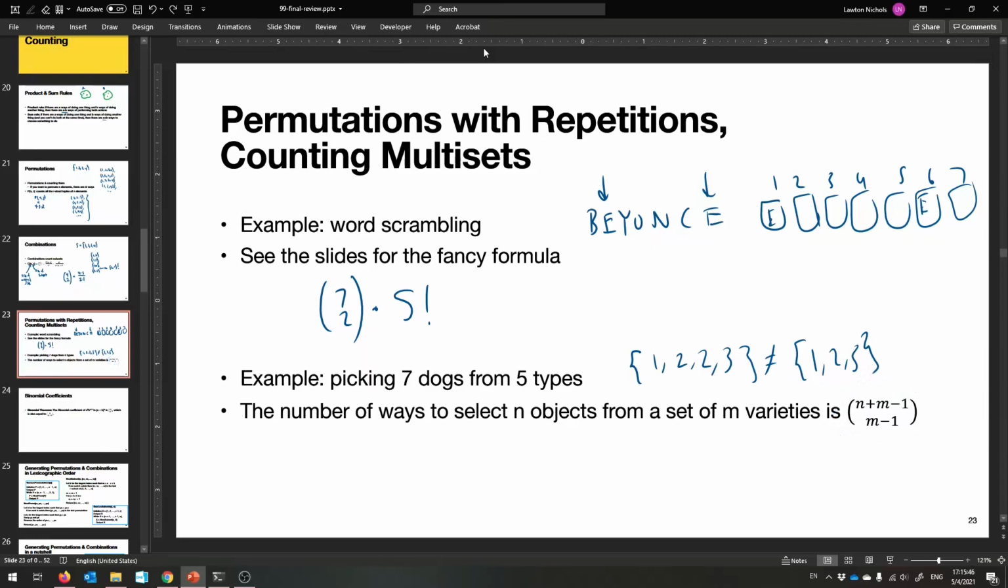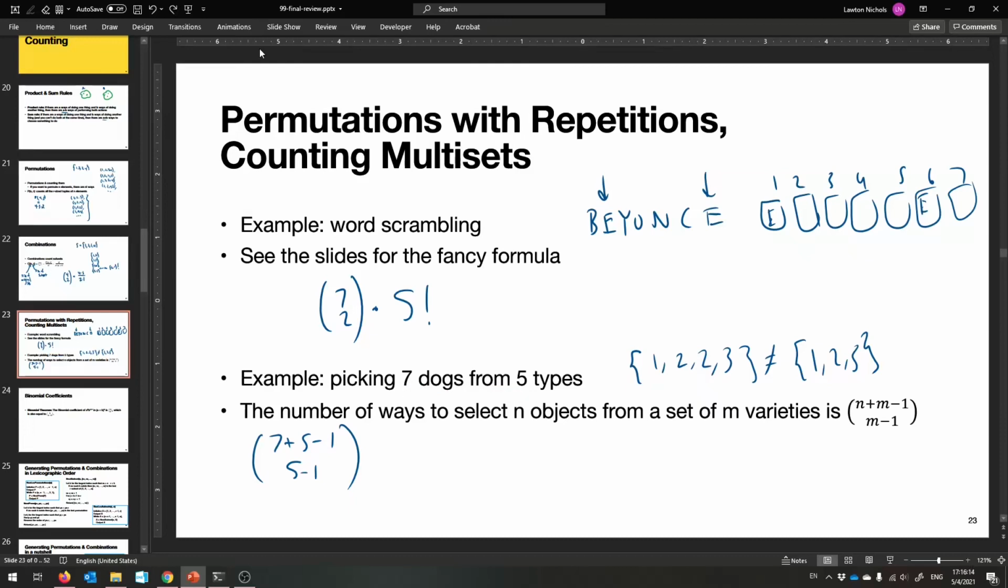So if you want to know exactly how many ways to pick 7 dogs from 5 types, it's just 7 plus 5 minus 1 over m, which is 5 minus 1. Choose 5 minus 1. So 11 choose 4. But why do we have that? The answer is the way of choosing dogs from types is equivalent, remember, to a binary string.